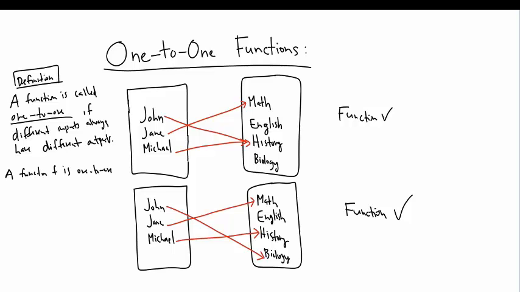So if f is our function, f is one-to-one if for any two different inputs, x1 and x2, we have f of x1 not equal to f of x2.